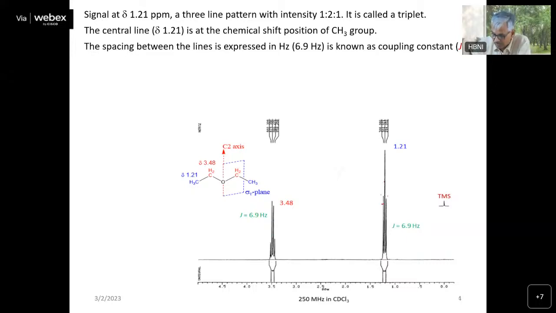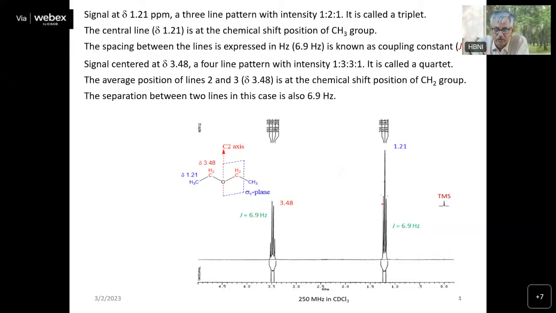Same thing for 3.48, which is a 4-line pattern with intensity ratio 1:3:3:1. This is 1, this is 3, this is 3, this is 1. So this is called a quartet.